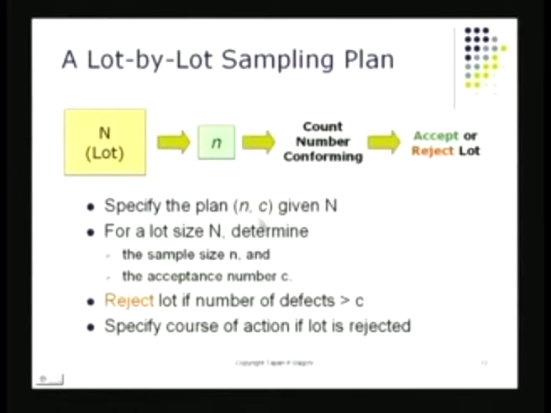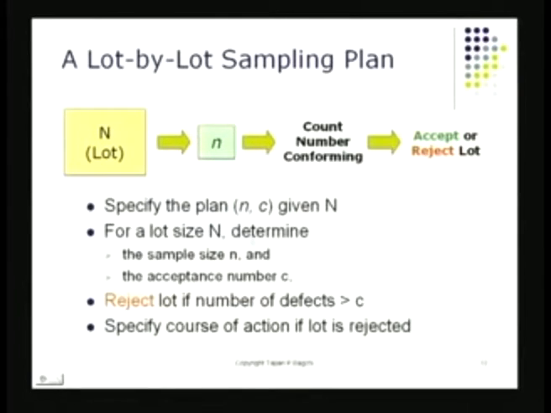I have a little rule here which says if the number of defective items found by 100% inspection of the sample exceeds C, I'll reject the lot. Otherwise, I will accept the lot. That is the sampling scheme. In fact, that is what is written out in the statement down below here.